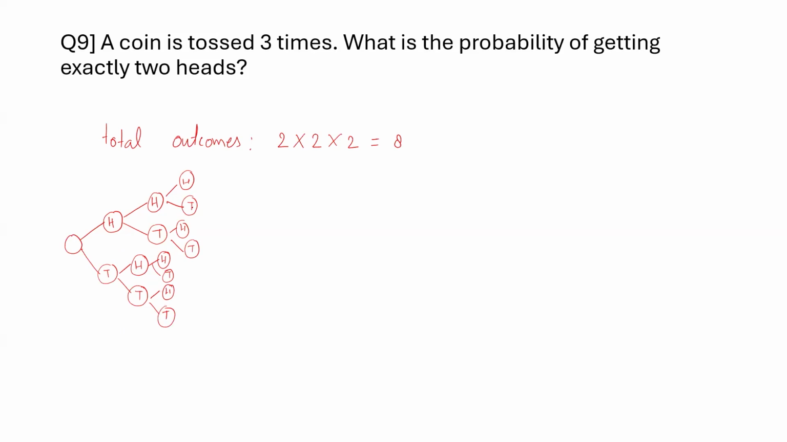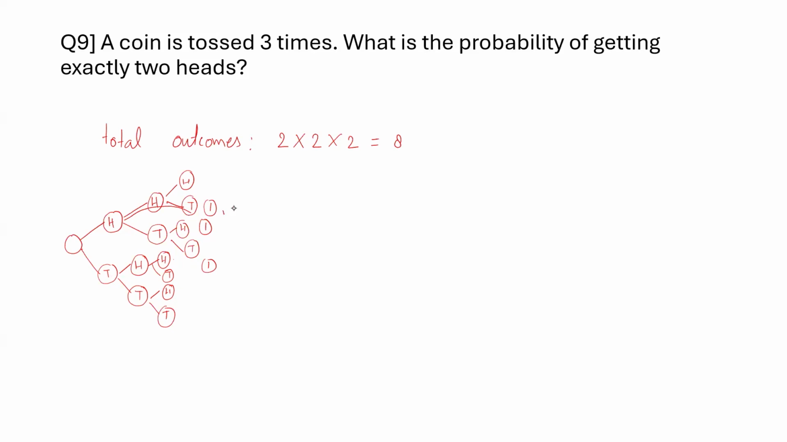Now just count. They are interested in exactly 2 heads. So in the first case you will have H, H, H. No, this we don't want. Second case you will have H, H, T. So this one you can consider. So 1, right? And then here you have H, T, H. Again, this one you can consider. Here you have H, T, T. No, this we don't want. Here you have T, H, H. Yes, this one you can consider. Here you have T, H, T. No, this we don't want. Then you have T, T, H. No, this we don't want. T, T, T. This again we don't want.